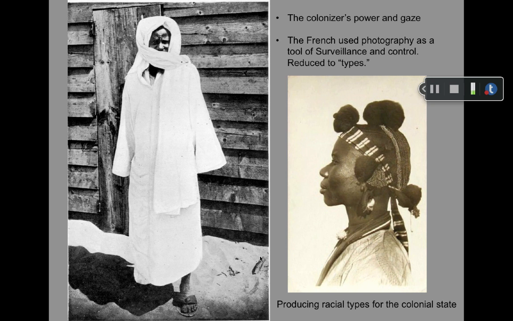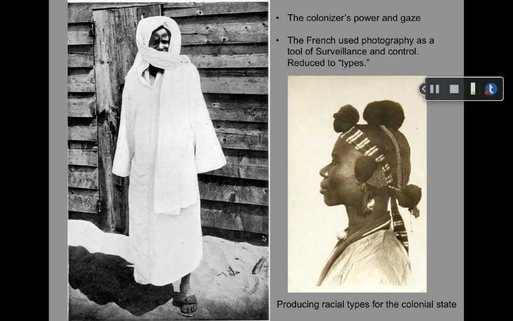So as I said, before Keita's work, we have photography used primarily as a tool of control by the French government over the African peoples. So here we have a couple of photographs where Africans are actually being photographed to surveil them. So the French used photography as a tool of surveillance and control, reducing Africans to types, reducing them to racial types for the colonial state itself.